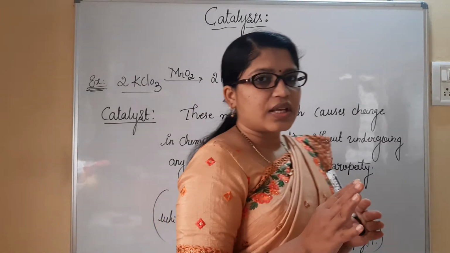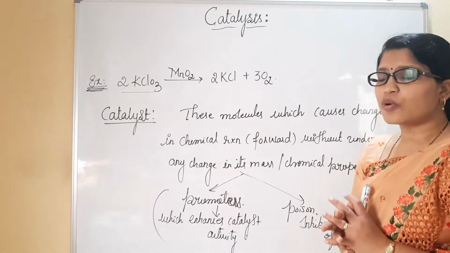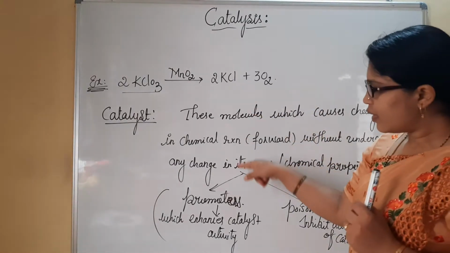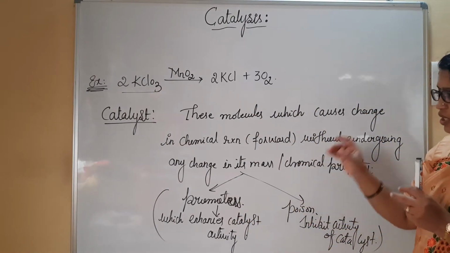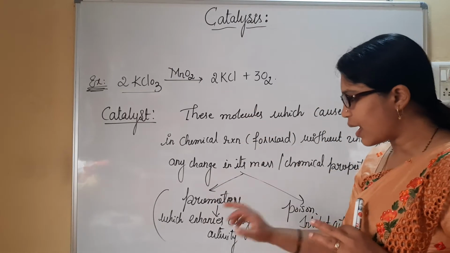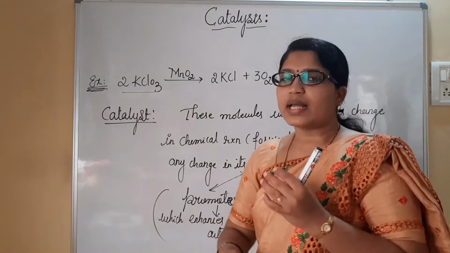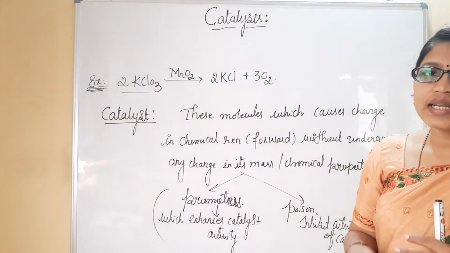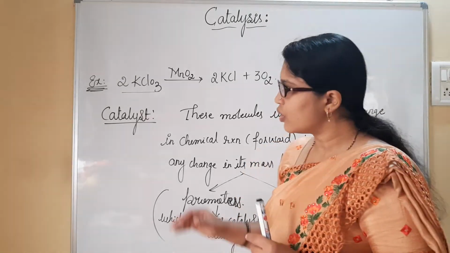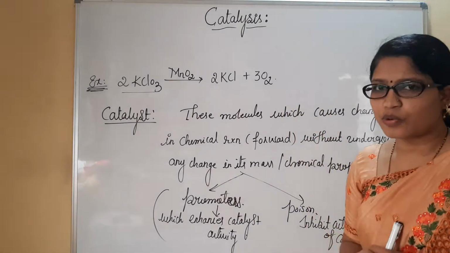So very firstly we have defined what a catalyst is and what the catalysis process is, right? We have seen the example too. Then we have seen there are two terms involved in the catalyst, promoters and poison. Promoters are those which enhance the activity of the catalyst. Poisons are those which inhibit the activity of the catalyst. So this is all about the brief introduction regarding the catalysis process.